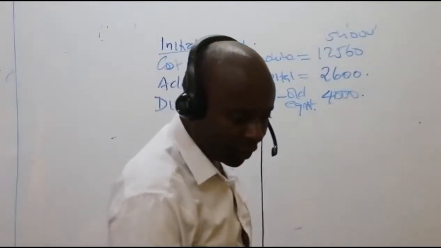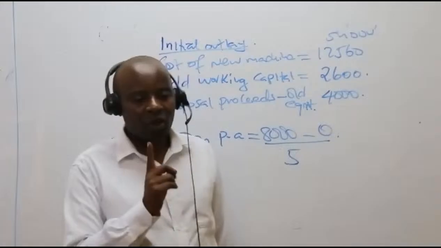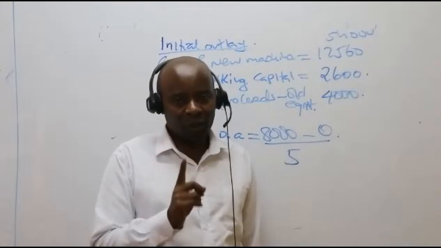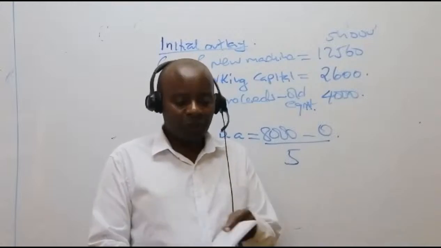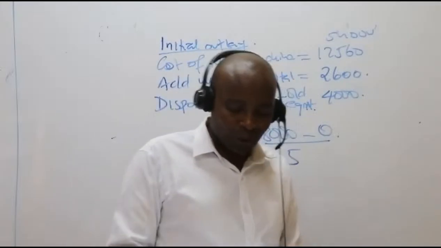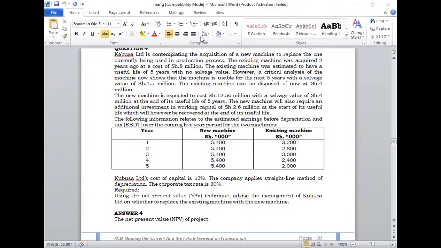We discussed this issue of accumulated depreciation. So allow me kindly to repeat this concept of net book value. Specifically, I would want us to get the depreciation of the old machine. So depreciation of the old machine, what have they told us? In line number 2 of the first paragraph, they're telling us here the existing machine was acquired 2 years ago at a cost of 8 million. The existing machine was estimated to have a useful life of 5 years with no salvage value.